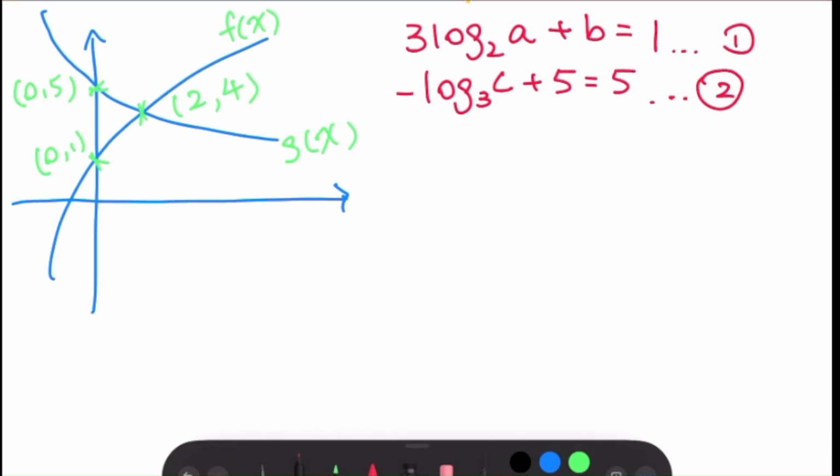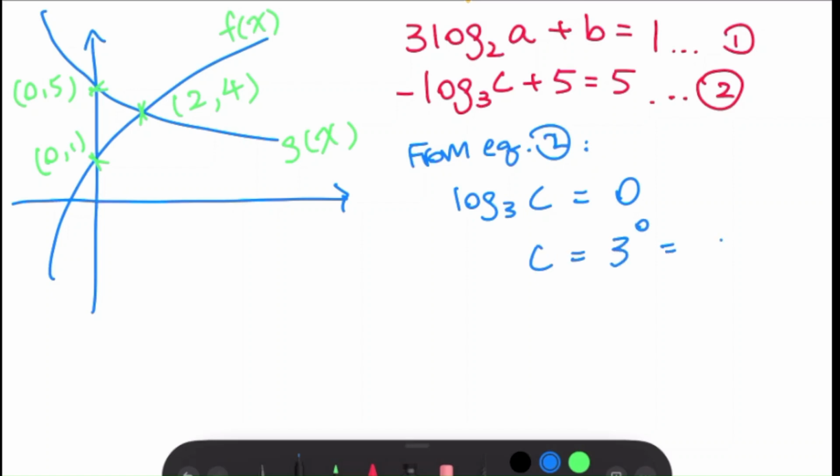All right, I hope that makes sense. And then what we do is, it meets at 2, 4. It's pretty obvious that that's exactly where it is, so I think we're good. Then from equation 2, one of the things we can observe is that log 3c is just equal to 0, which tells us that c equals 3 to the 0, equals 1, and that's already one of our answers.